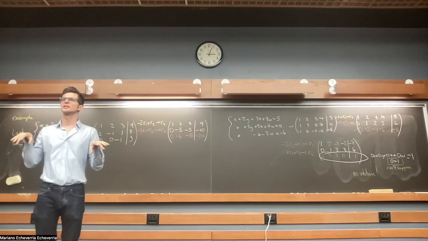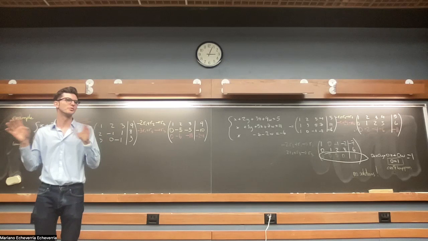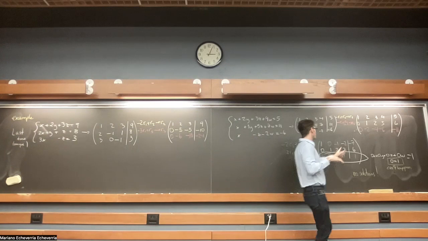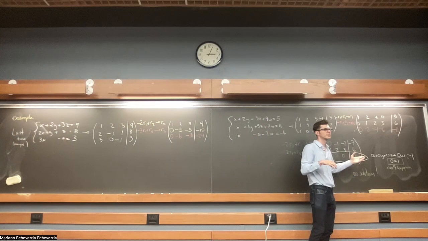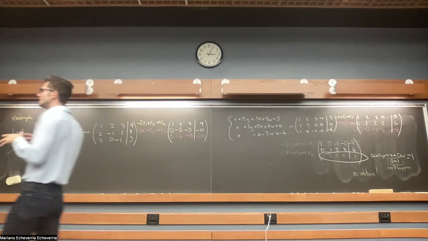The idea of the warning is that inconsistent systems are kind of easy to identify. You'll always get a bunch of zeros before this vertical line, set equal to a non-zero constant. That's how they always look. So detecting them is easy, as long as you know that you didn't make a typo.